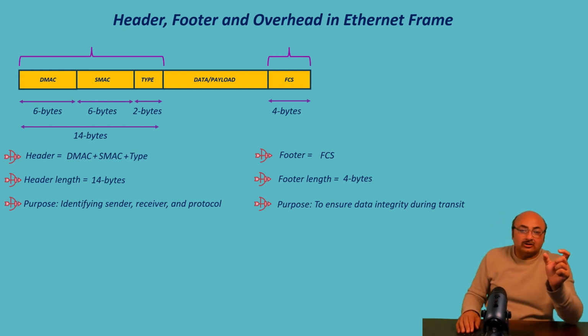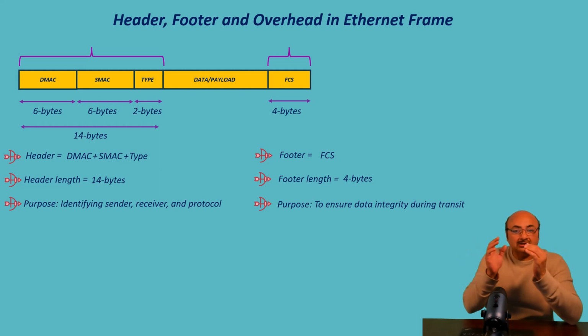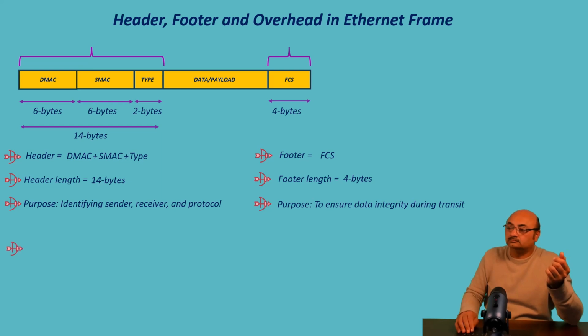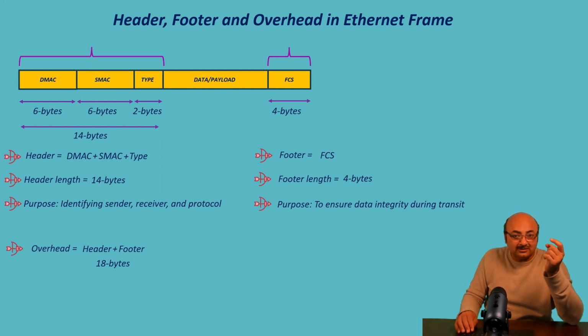So now that we know the header, the footer and the payload or the data part, we can say there are two aspects to the Ethernet frame. One is the data part and the other is the non-data part. So what is the non-data part? The header and the footer are the non-data part, and these combined together become what we call the overhead.